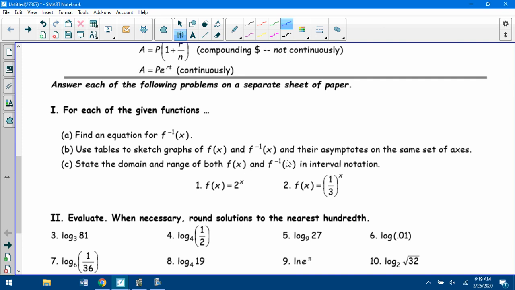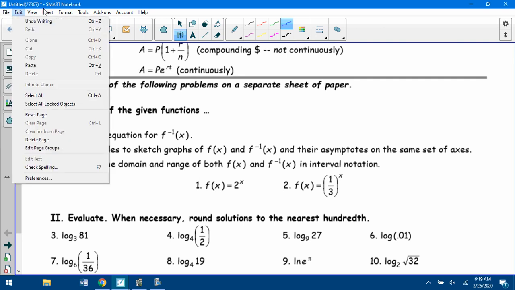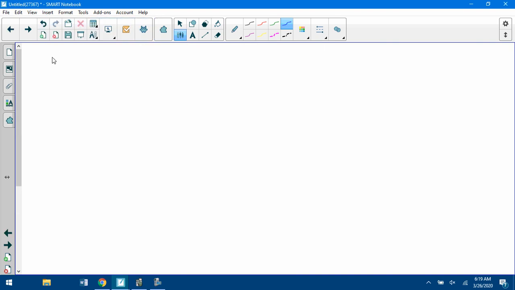Okay, so this was like the first day. So I'm going to go to a blank page. Let's see if I can know how to do that. Insert blank page. Perfect. Okay, so number 1 was f of x equals 2 to the x.